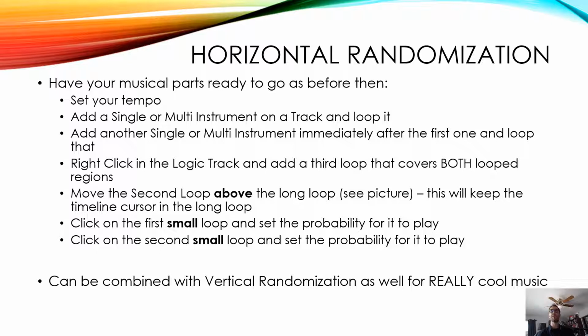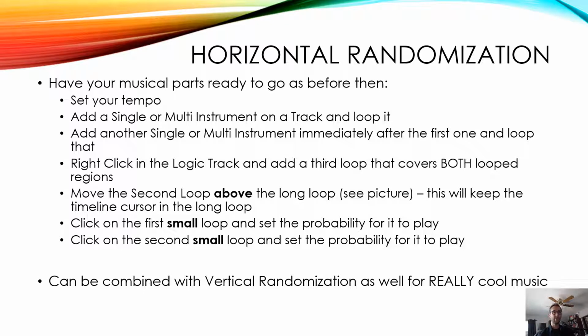Then you will right-click in the Logic track and add a third loop region that covers both looped regions all the way through from the beginning to the end. Then you're going to move the second smaller loop above that long loop. So you're going to have what you'll see in the picture on the next slide.